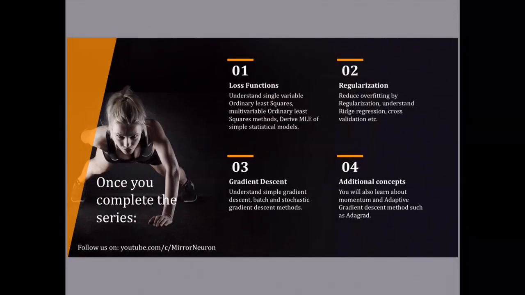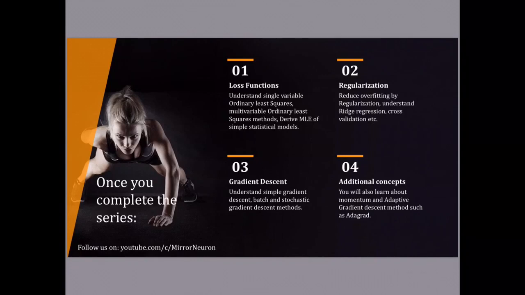Once you complete this series, you are going to be comfortable with the following things. You will understand single variable ordinary least squares and multivariable ordinary least squares. You will be able to derive the maximum likelihood estimation of simple statistical models. Regularization is a very important concept, so you will be able to reduce overfitting by regularization, understand ridge regression, polynomial regression, and along with it cross validation, etc.